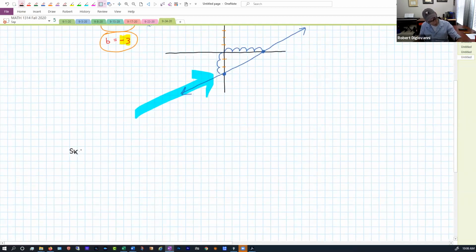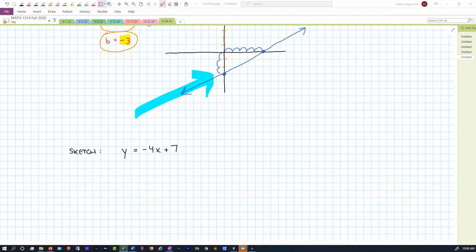Let's sketch y equals... I'm going to throw a little curveball at you here. All right, who am I calling on? What did I just do? Okay, how about Faith? Is Faith around? Yes. Okay, Faith.